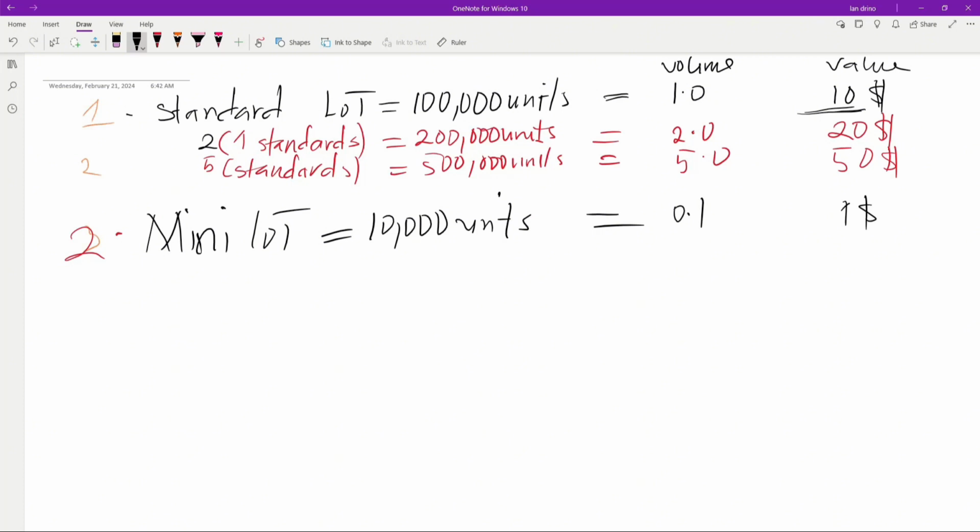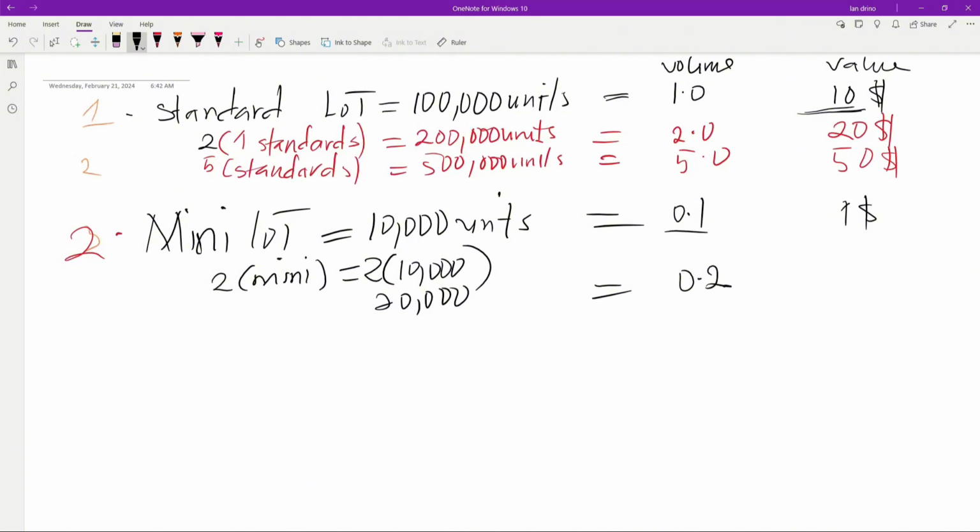Now, if you are trading 2 minis, what is 2 minis? 2 minis means 2 times the value per mini, which is 2 times 10,000. So you are going to be controlling 20,000 units of base currency. What's going to be our trading volume? 0.2. Okay, 1 mini is 0.1, so 2 minis will be 0.2. What's going to be our value per pip? $2 every time the market moves in your favor.